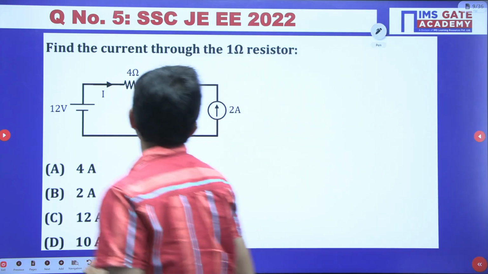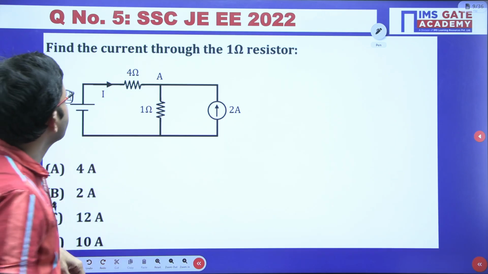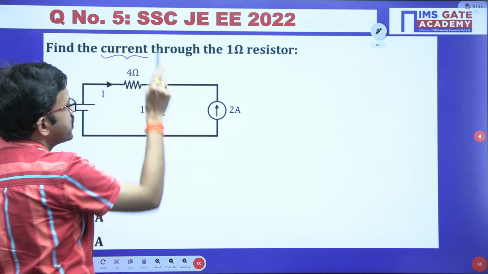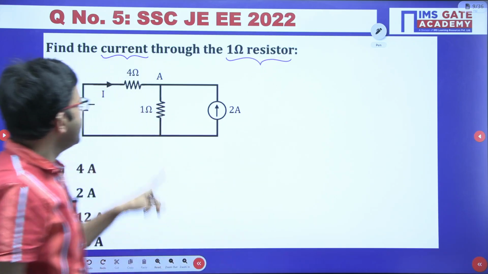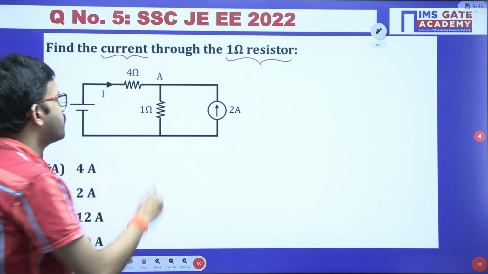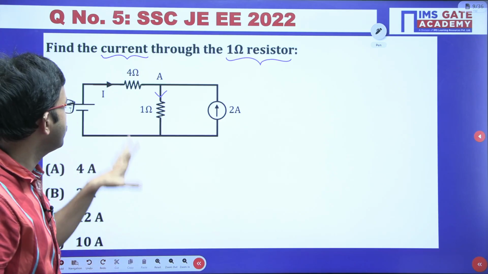Just observe here, in this question you have the circuit diagram like this. In this question we have to calculate the current flowing through the 1 ohm resistor. Here you have the 1 ohm resistor. In this particular resistor how much current is flowing, that is the question. This is very interesting.